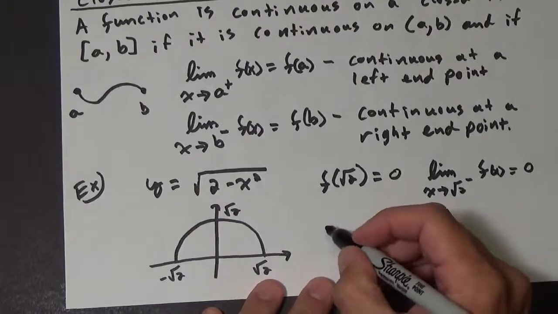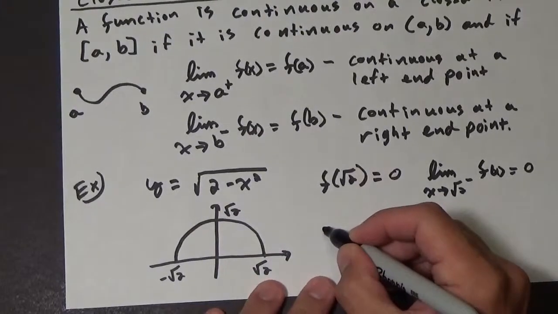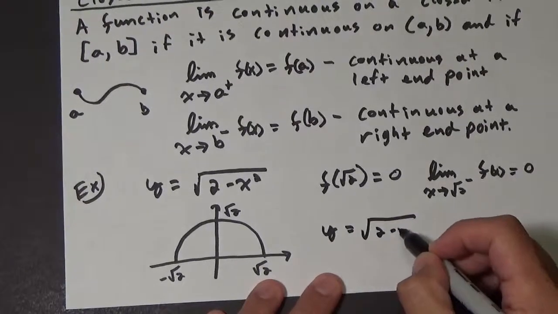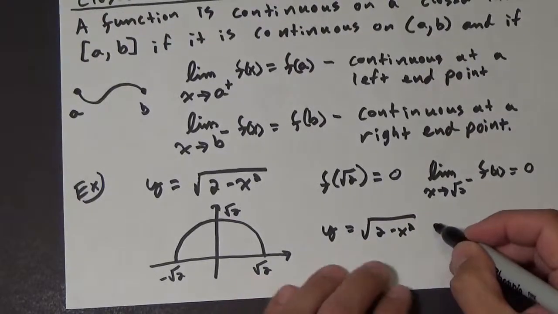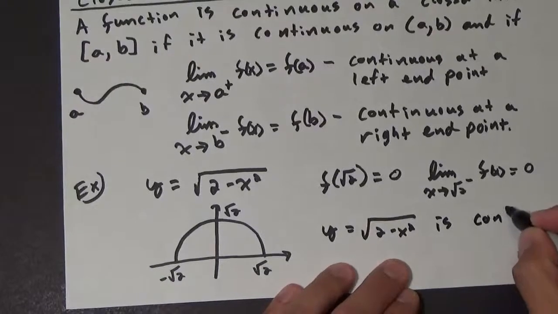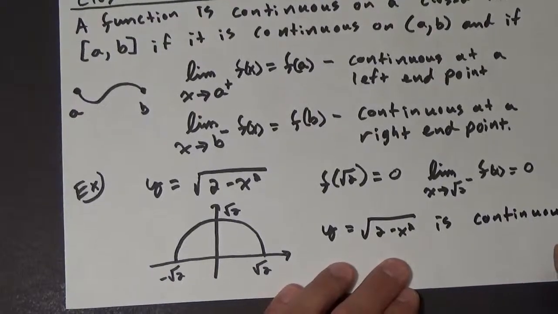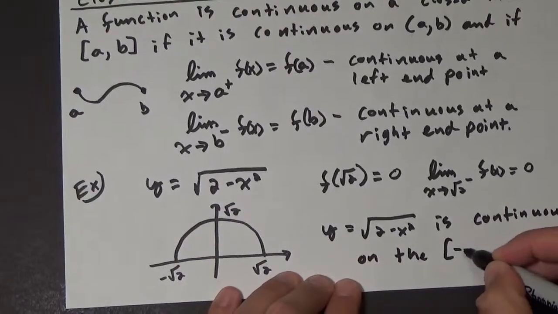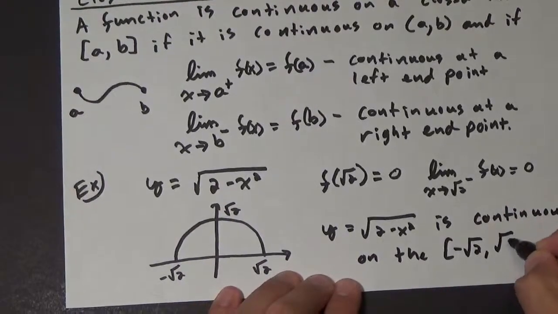So we can write that y equals the square root of 2 minus x squared is continuous on the closed interval from negative square root of 2 to the square root of 2.